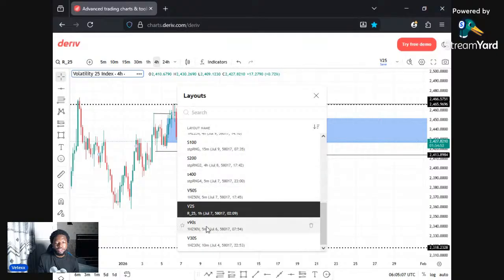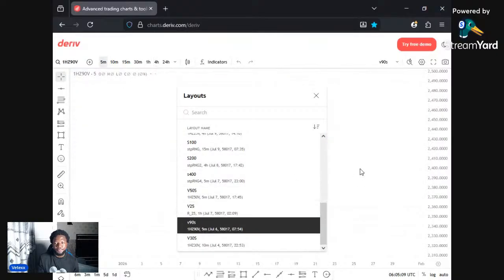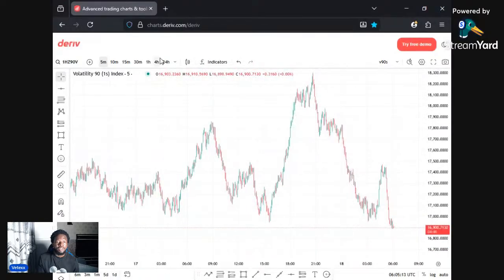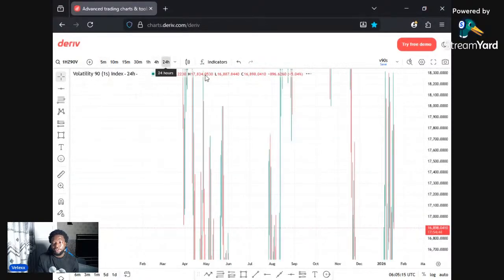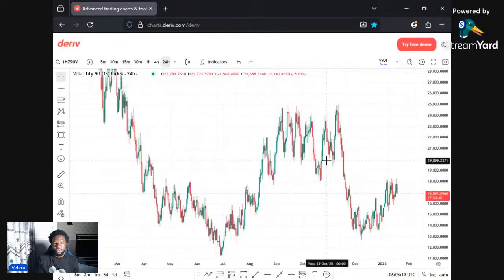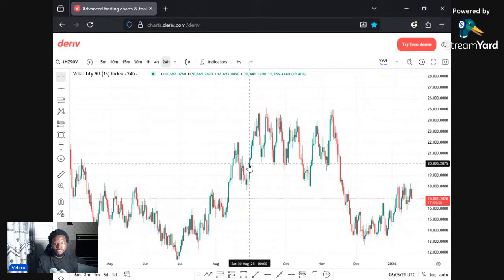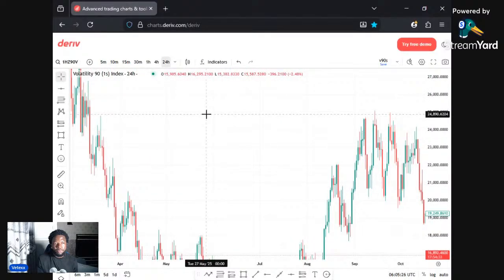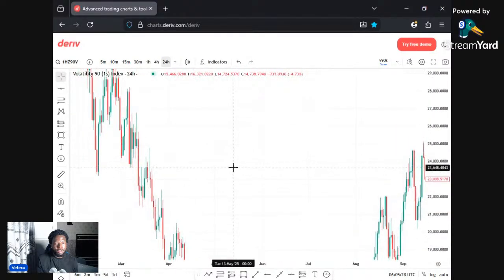So the next pair on my list is V91S. What do we have on V91S? Okay, V91S, we're going to start our analysis from the daily time frame, because the weekly time frame is bearish. On the daily time frame, yesterday I showed you that V91S is bearish on the daily time frame.